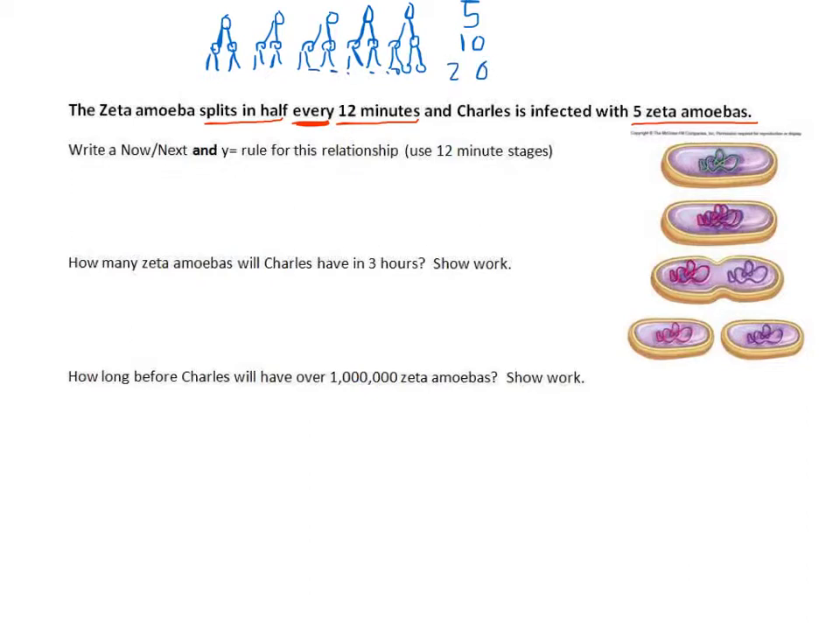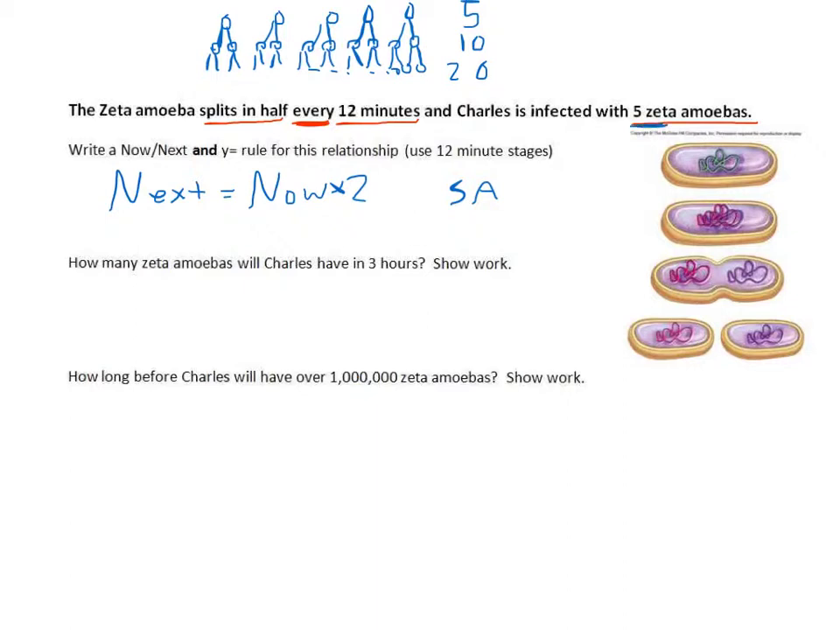So let's write a next now rule, and we're going to do this for 12-minute intervals. That's going to be implied. What I have in the next stage is whatever I had in the previous stage doubled. Splitting in half, I'm doubling the number of cells. 5 to 10, 10 to 20. So next is now times 2. All next now rules need a starting at.